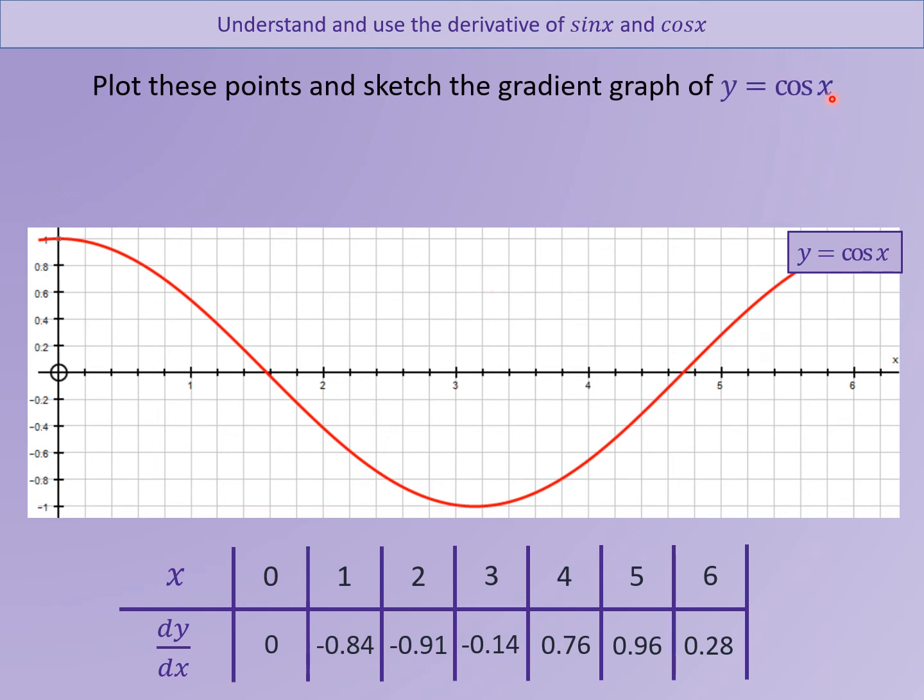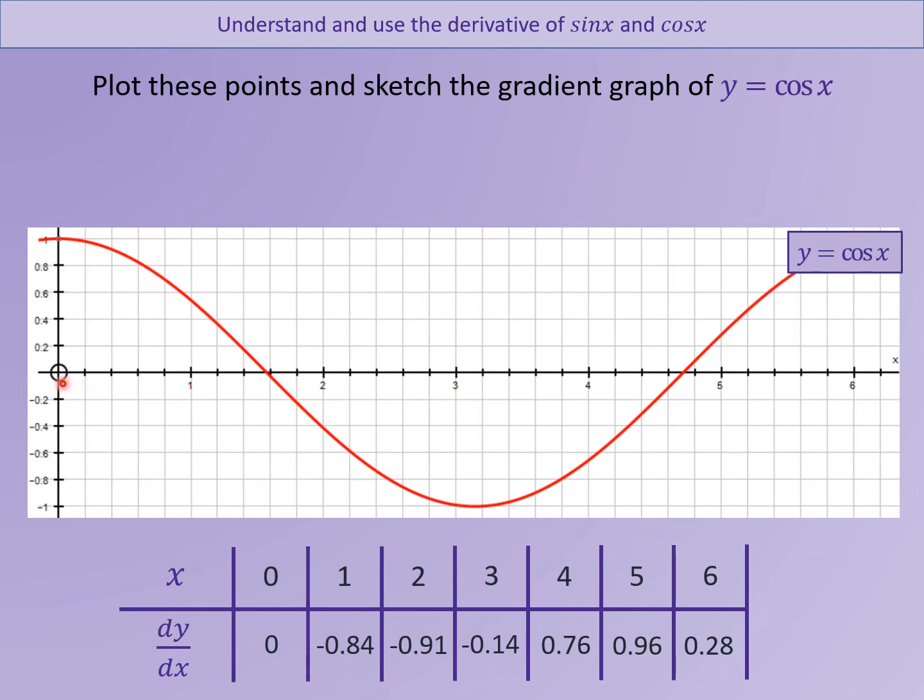Okay, so we're going to do the same sort of idea with cos. So sine definitely differentiated to cos x. What about the differentiation of cos x? I've calculated the values already, so just have a go at plotting those.